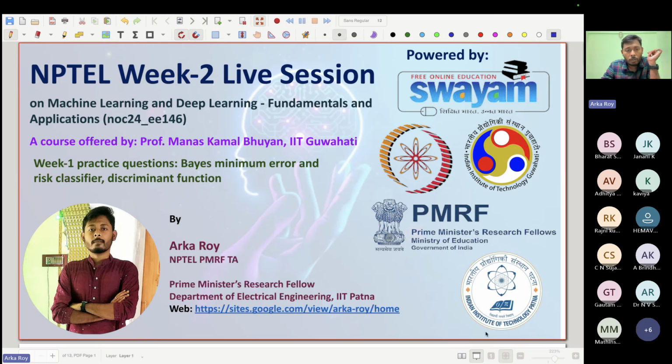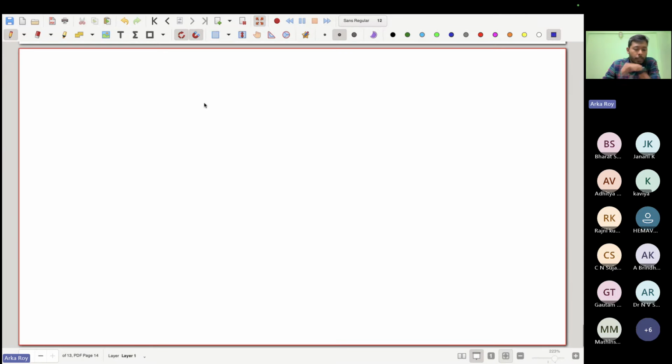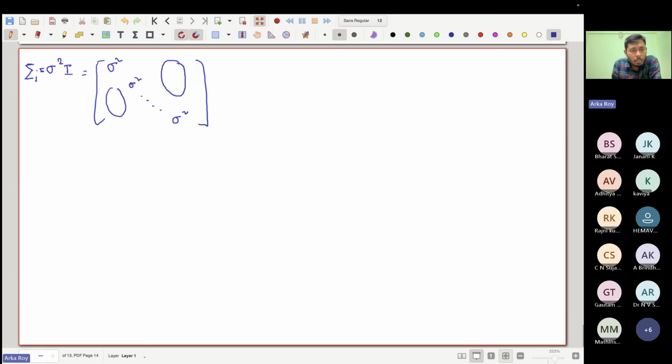If I just show you in terms of mathematical interpretation, there were three cases. One was basically sigma_i equals sigma squared times I, which is the same for all the classes. This has a pretty well interpretation: if I just expand it, it would be sigma squared, dot, dot, dot, sigma squared, and all other off diagonal elements are null. That is why I'm putting a big zero over there.